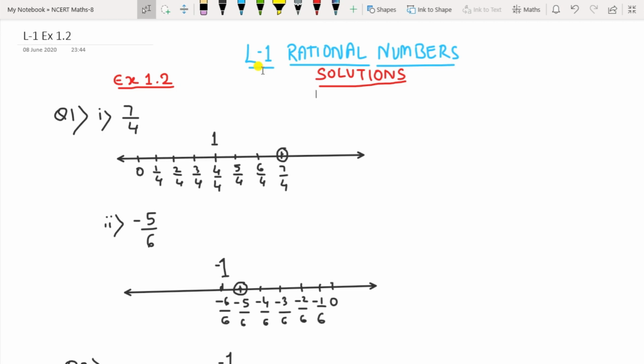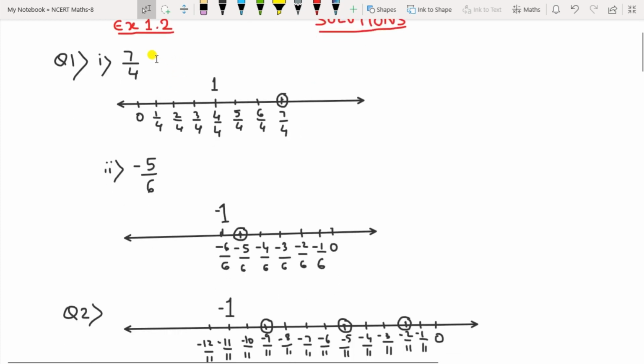Today we are going to see lesson 1, rational number, solutions for exercise 1.2. The first question is: represent these numbers on the number line, that is 7 by 4. So 7 by 4 is an improper fraction, so we are going to see it on the number line.